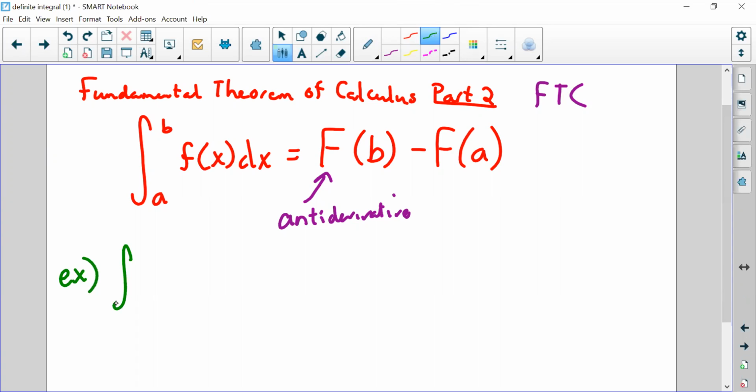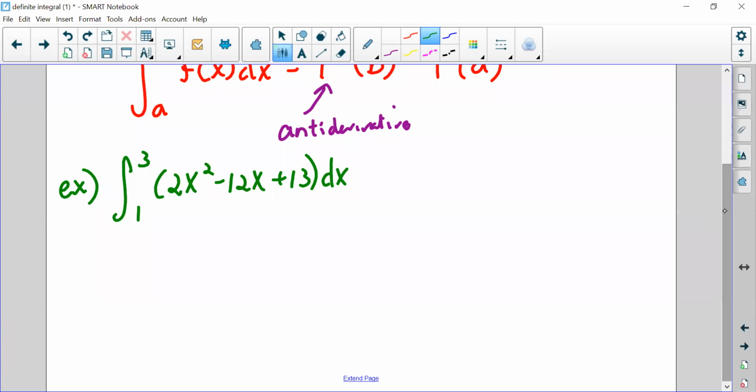I want to find the integral from 1 to 3 of 2x squared minus 12x plus 13. Now, the first time I'm doing this, I'm going to show every step. I'm going to show more steps than I expect you to show in your work, because I want you to see how this Fundamental Theorem of Calculus works. And then in the second example, I'll show you the shortcut, the minimum amount I expect to see in your work. But I am going to show a lot more work than you'll probably ever write again on these problems.